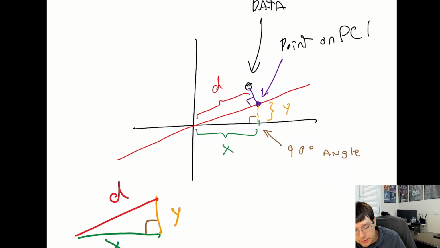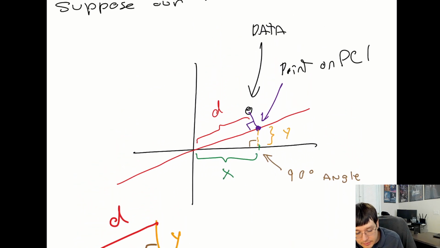Suppose that we have it something like this. You can see that in this scenario, when you make your principal component line, it's not going to go through all the dots, all the points. That would be perfect, because the points would make a straight line. But that's never going to happen, right?